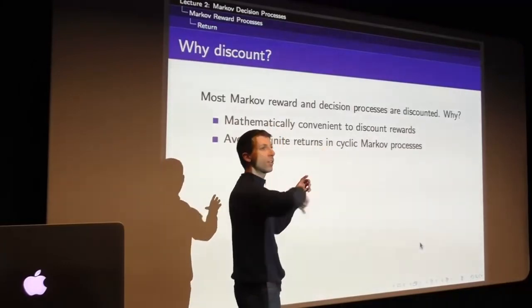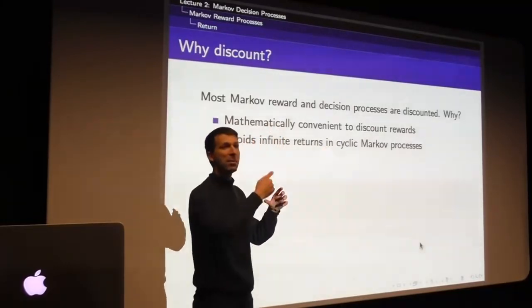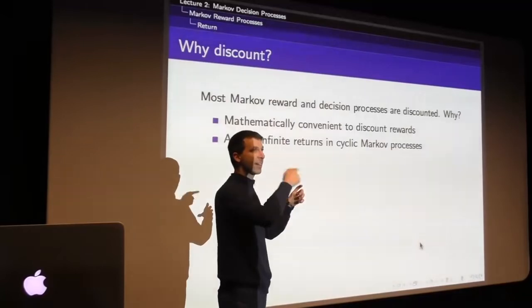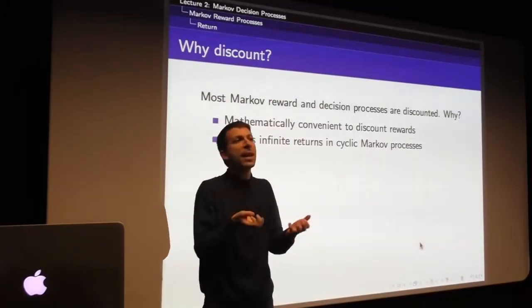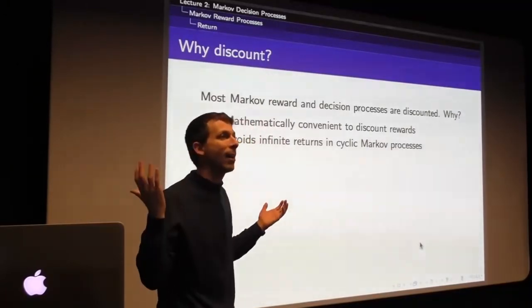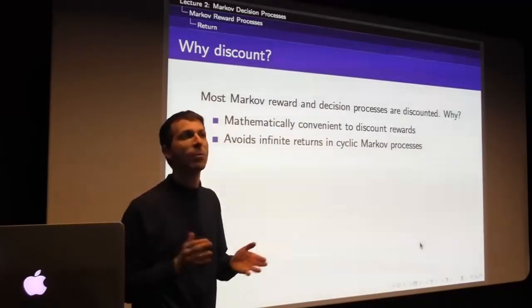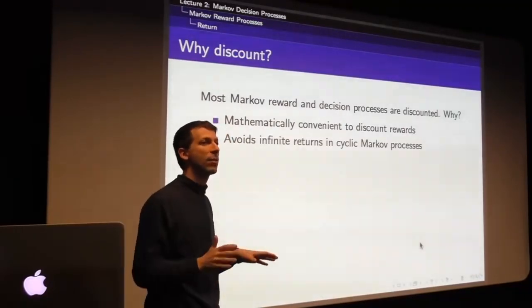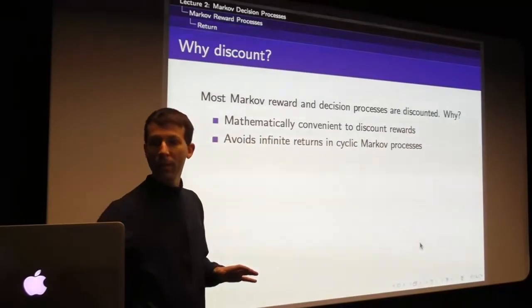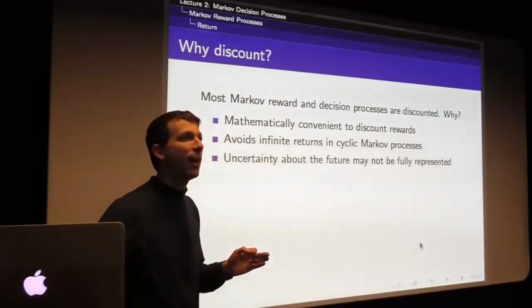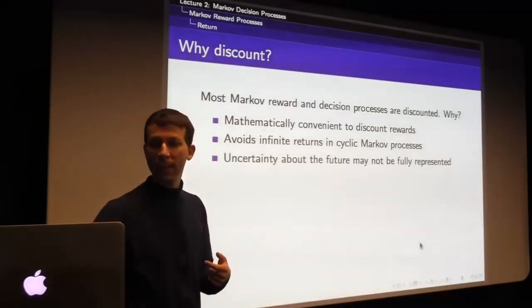So if you have some cycle in your Markov process, and you just get rewards again and again and again, you need some mechanism to avoid infinity as your evaluation. Otherwise, the maths just doesn't work out. And there are other mechanisms for dealing with that, which we'll mention briefly. We have the uncertainty. And I just wanted to add a couple of other ideas.